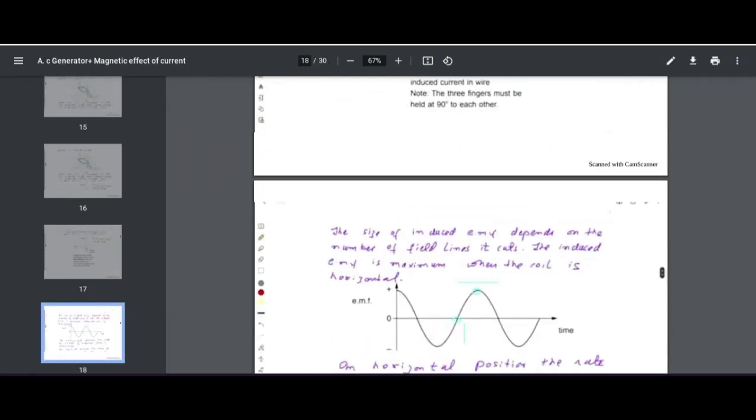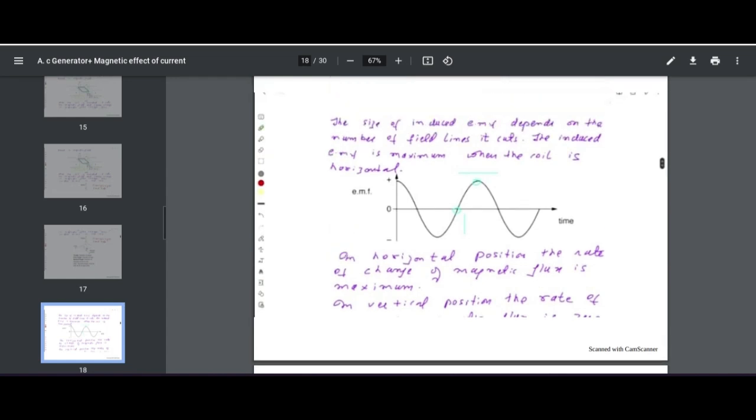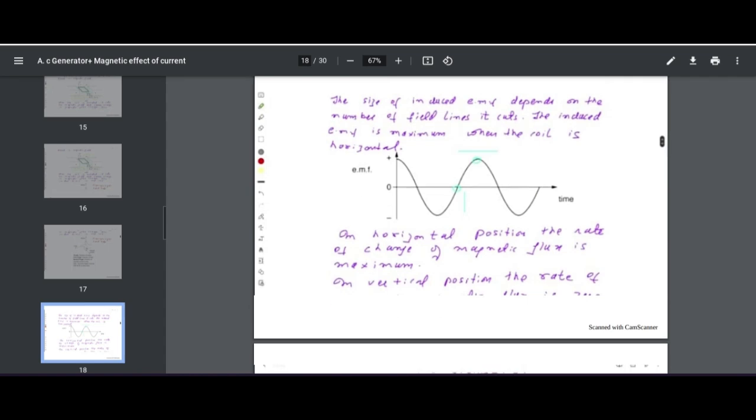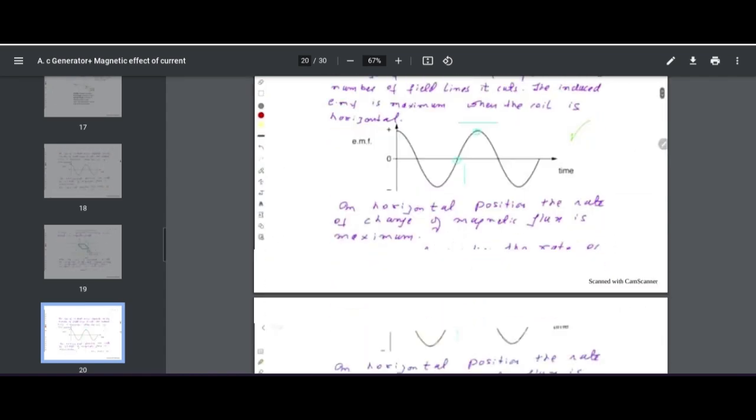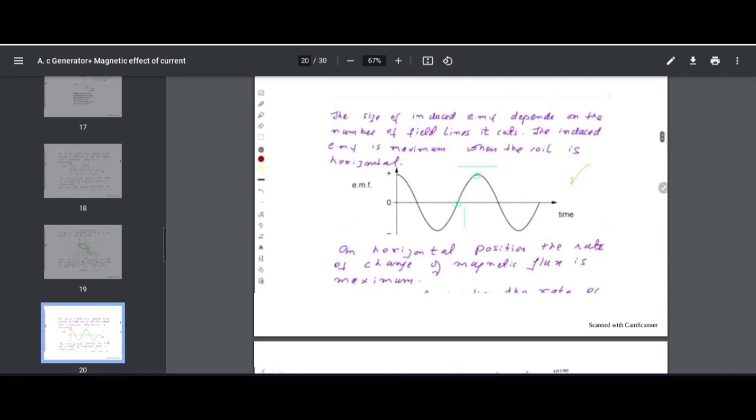Okay, this is the best graph which is describing the induced EMF and the time. And this is in a picture again, and this is a graph separately. In this they are showing that the size of induced EMF depends on the number of field lines it cuts, and the induced EMF is maximum when the coil is horizontal. When the coil is vertical, it does not have the maximum field lines, and when the coil is horizontal, it has the maximum field lines and it will have a larger induced EMF.